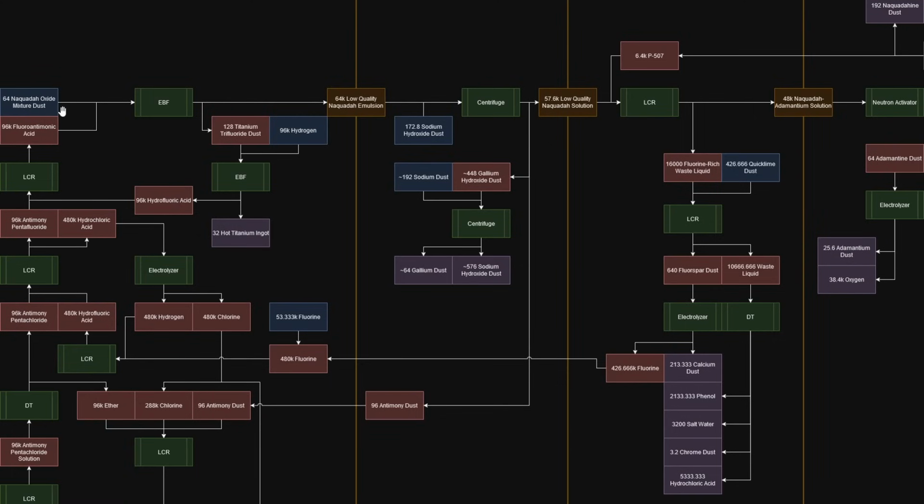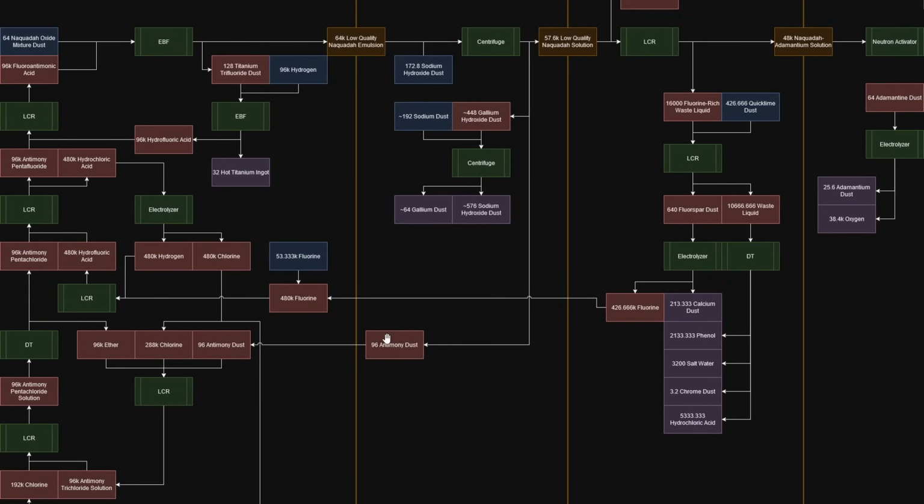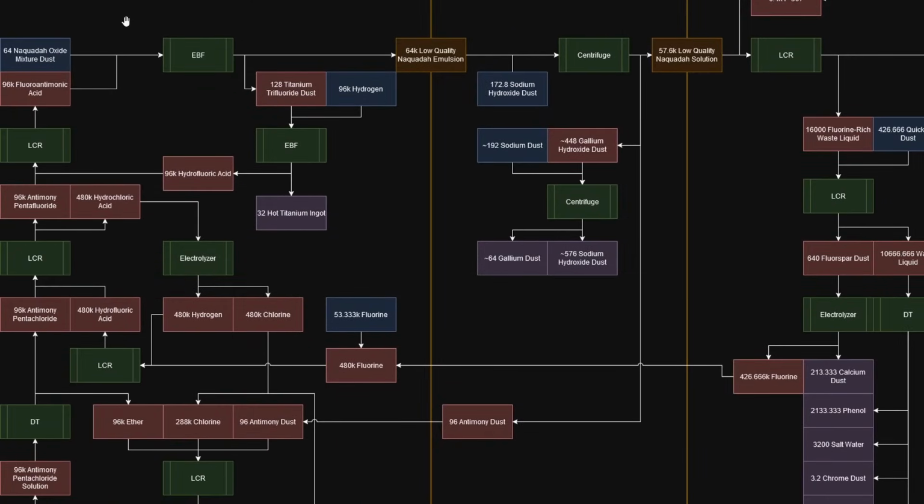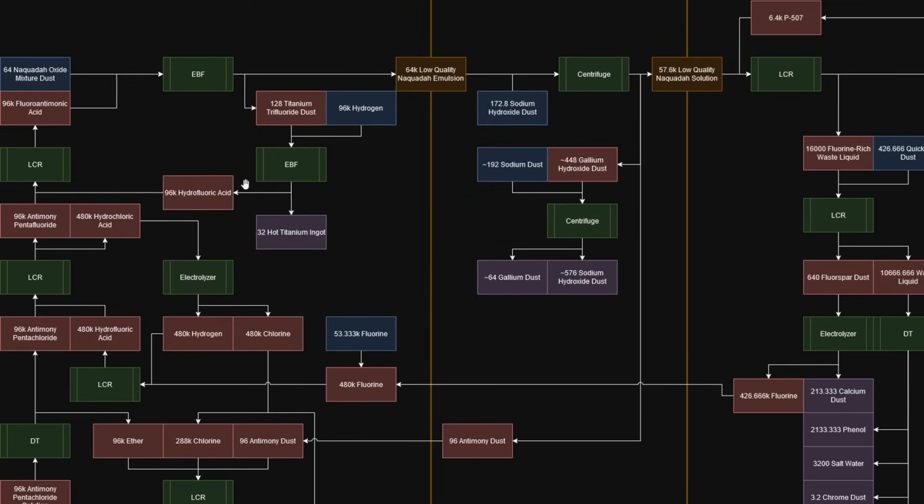So section 1 is one stack of Naquadah oxide mixture dust getting turned into 64,000 liters of low quality Naquadah emulsion. There are some loops here, as you can see. The antimony we get back, the fluorine we partially get back, but I'm just going to set up everything in section 1. All the numbers here have been scaled to process one stack of Naquadah oxide mixture dust. Just arbitrary choice, doesn't really matter. I decided one stack because it's a nice number.